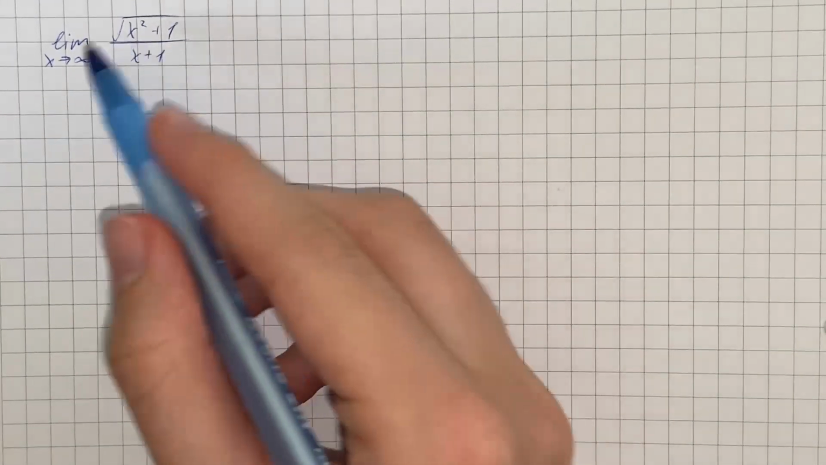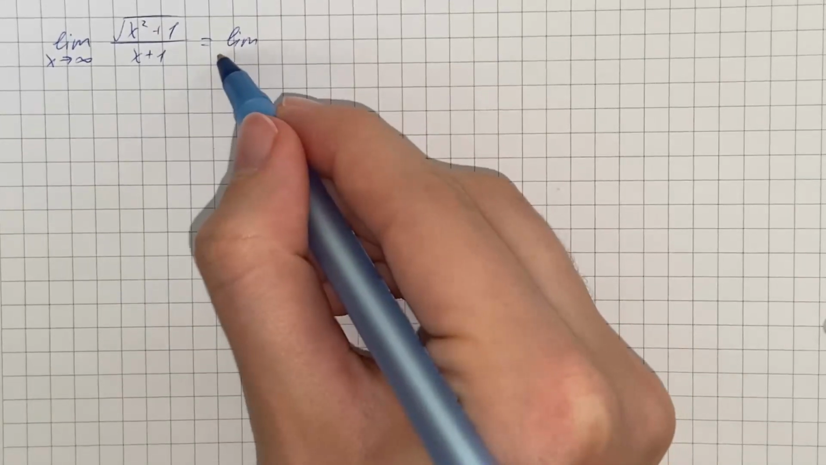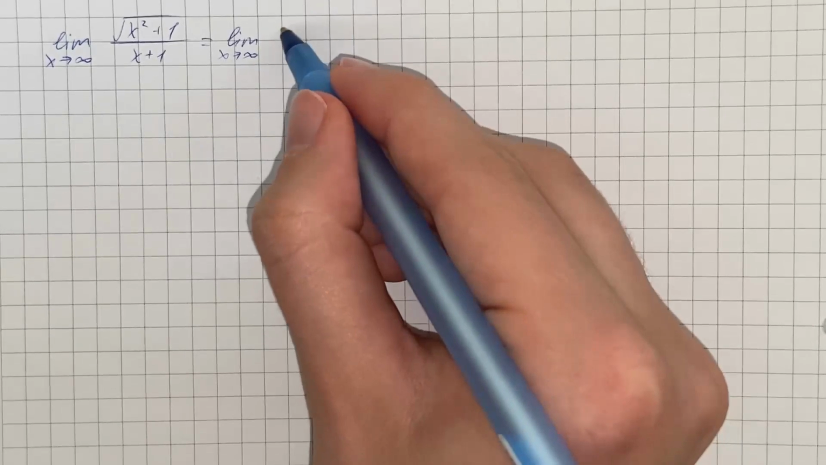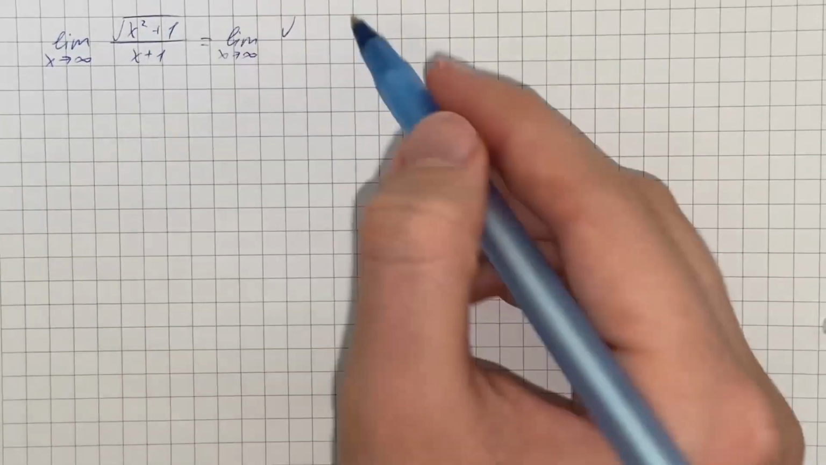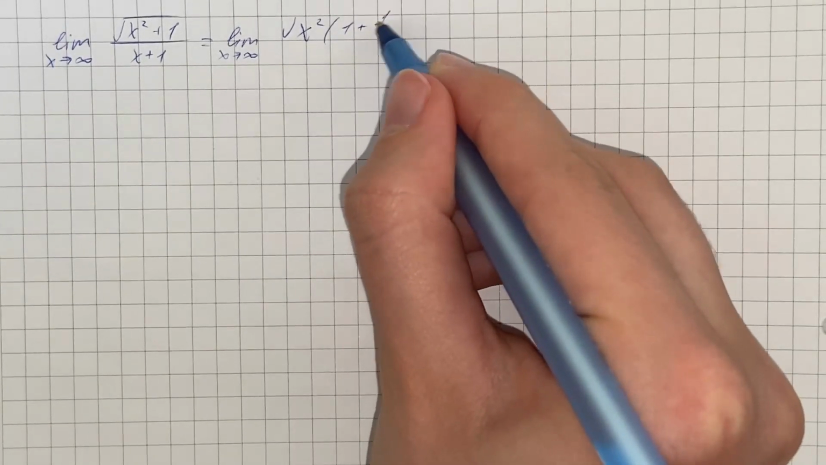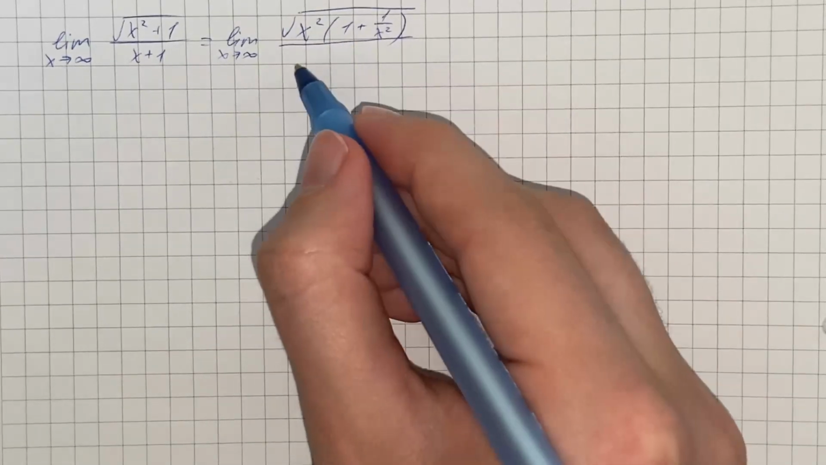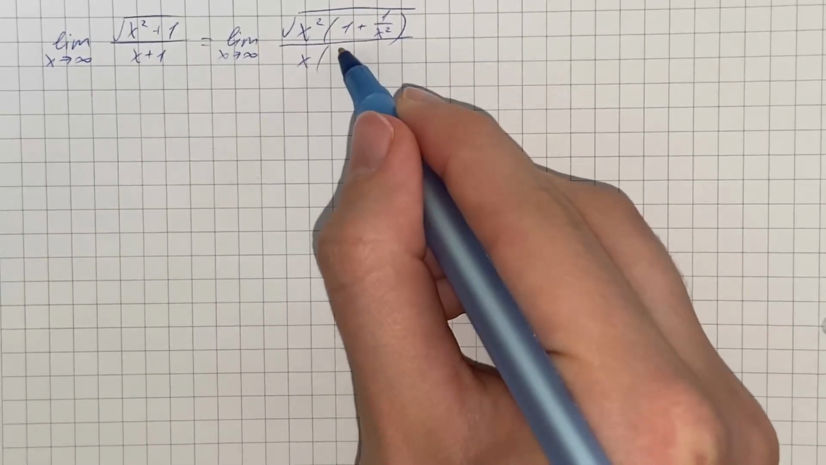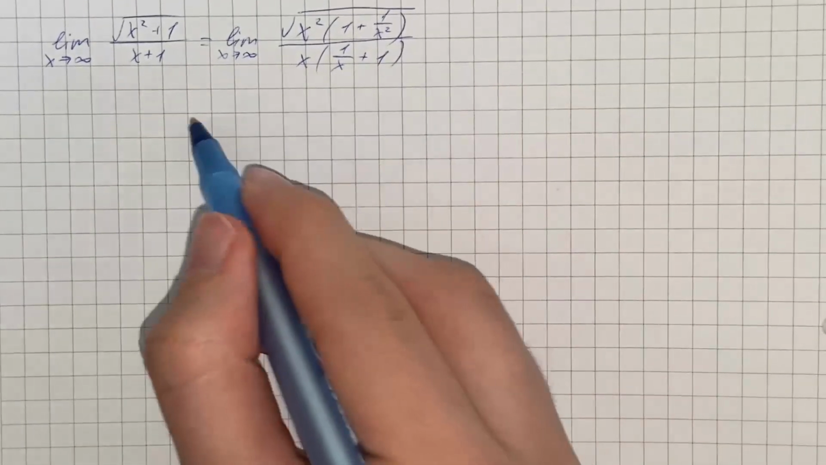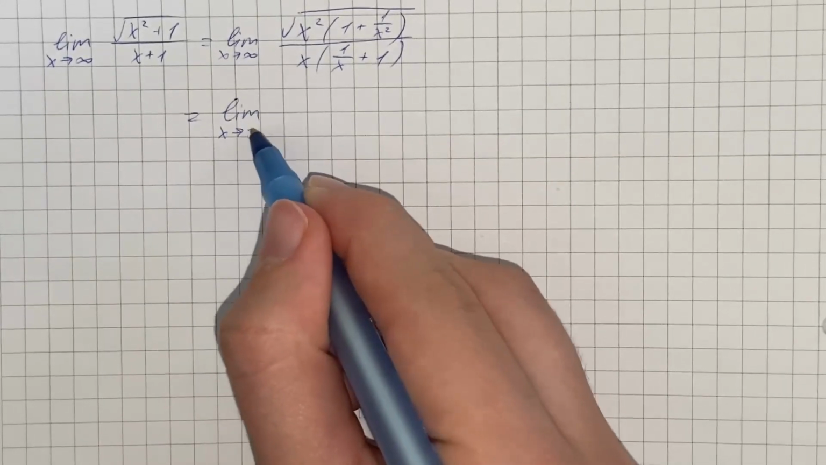We have to evaluate the given limit, and first we're going to simplify our function. So we take out x squared in the numerator, so it's going to be square root of x squared times 1 plus 1 over x squared. And in the denominator we take out x, so that's going to be x times 1 over x plus 1. Therefore, we get limit as x approaches infinity.